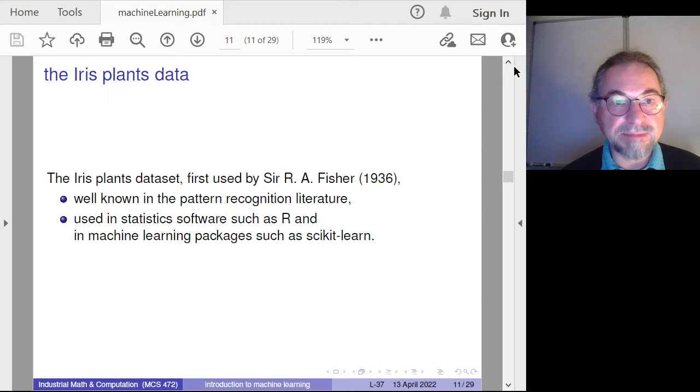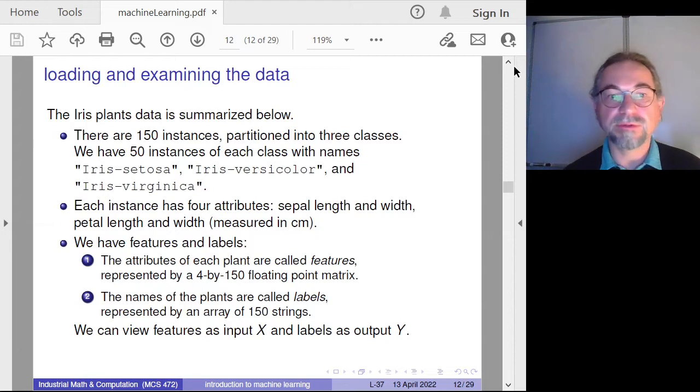So there is the iris plants data. You find it in the R datasets, and you also find it in machine learning packages such as scikit-learn. From a computer science perspective, it is a classical benchmark. So we will use it, and we will use it from within Julia. It's a historical data set.